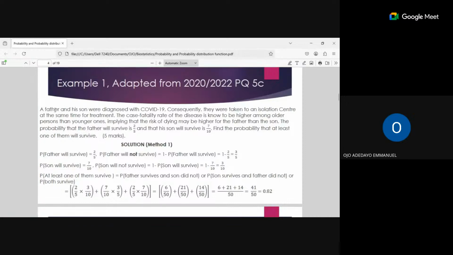Now, look at this question. A father and his son were diagnosed with COVID-19. Consequently, they were taken to an isolation center at the same time for treatment. The case fatality rate of the disease is known to be higher among older persons than younger ones, implying that the risk of dying may be higher for the father than the son. Please take note of that. The probability that the father will survive is 2 over 5.